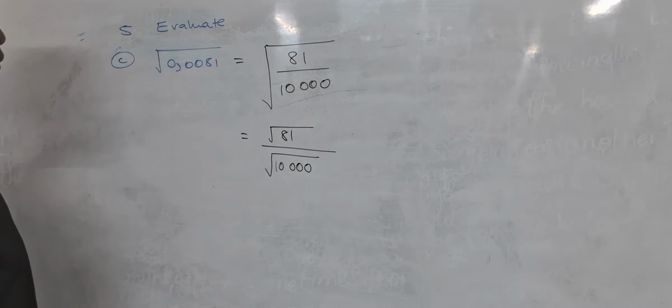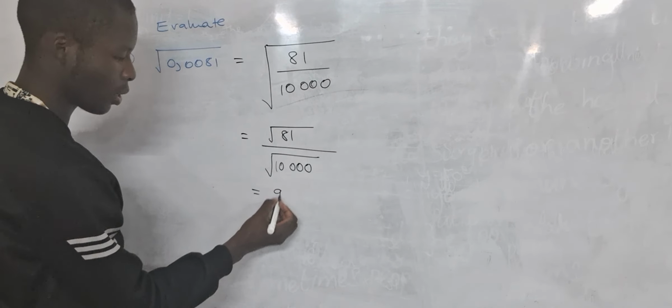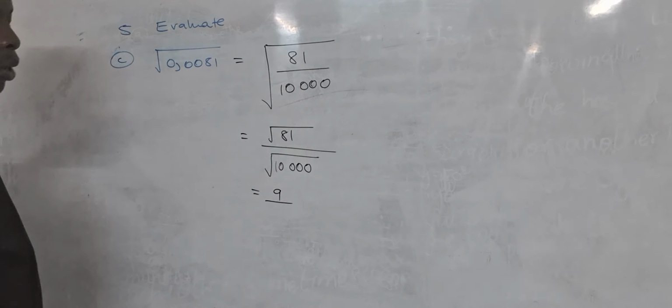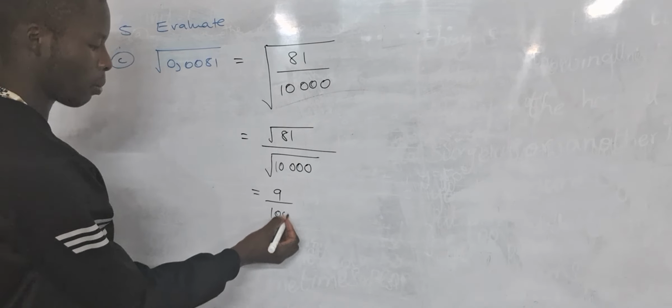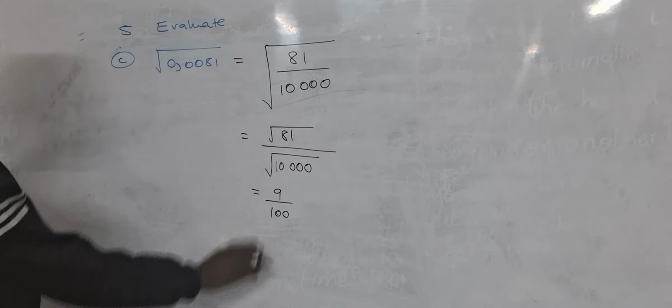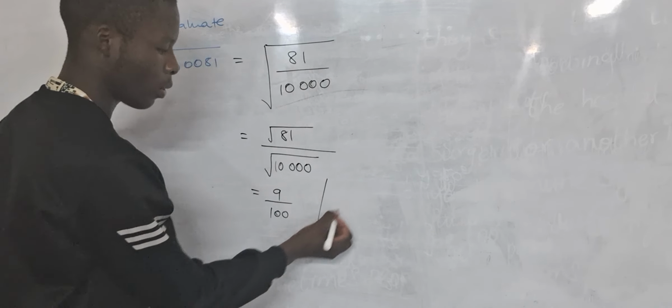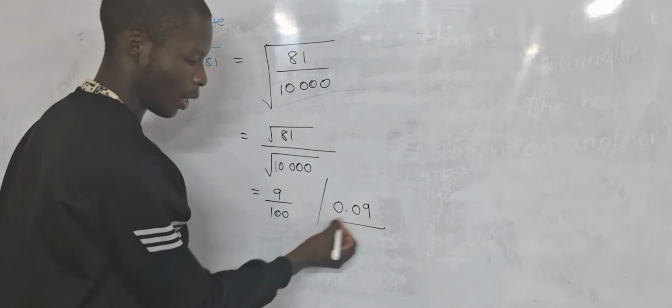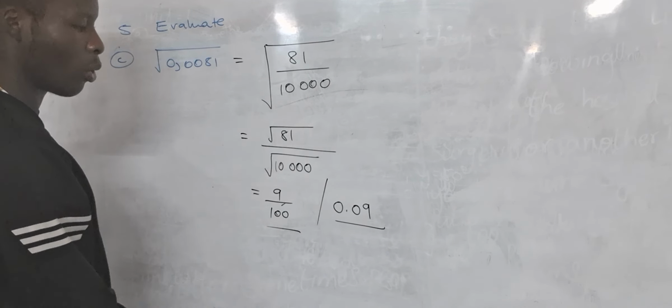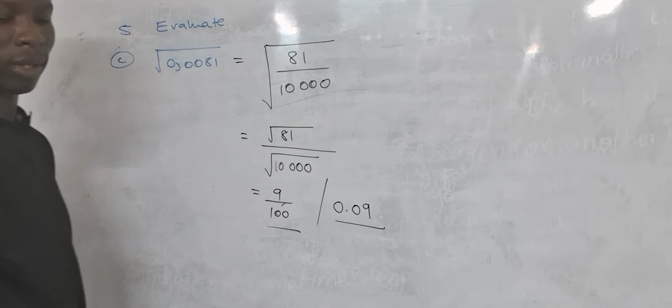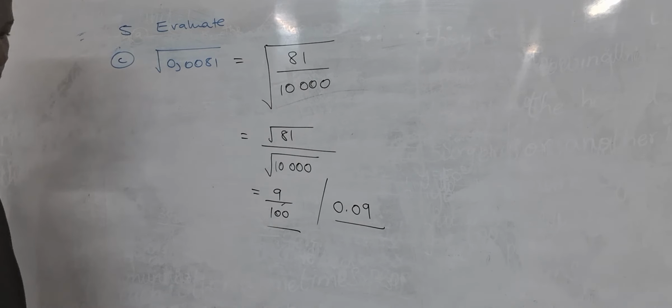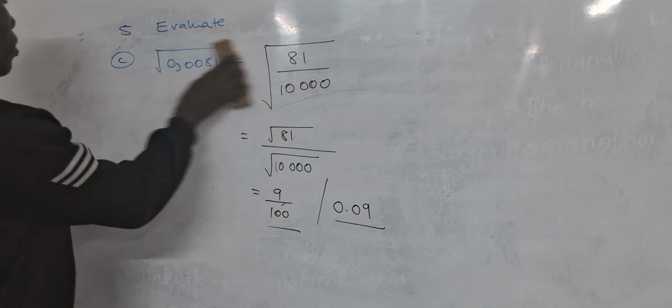So what is the square root of 81? This is nothing but 9. What is the square root of 10,000? This is nothing but 100. So this is the final answer. If you want to give your answer in decimal, no problem. This is 0.09. Okay, you can write this. This is still correct. You can also write this. This is also correct. Let's move on to question number 6.